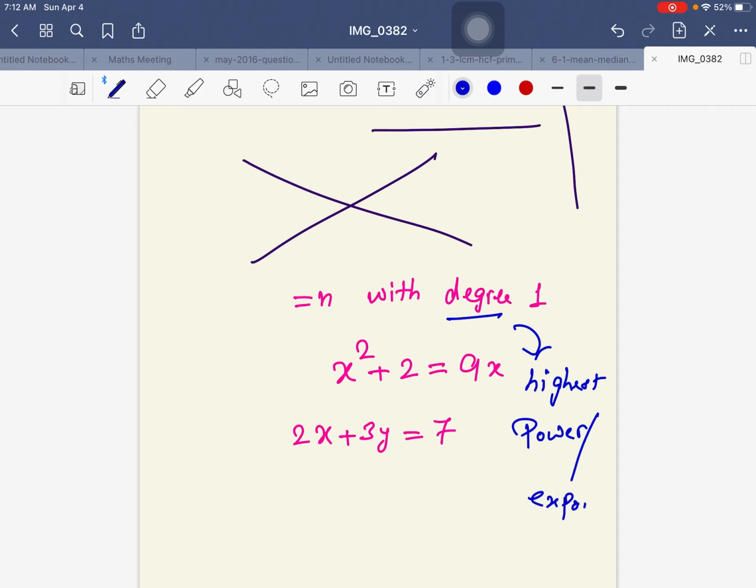In this equation, x is here, x is here. Here exponent to x is 1, and here exponent is 2, right? So highest is 2. That means degree of this equation is 2. That's it.